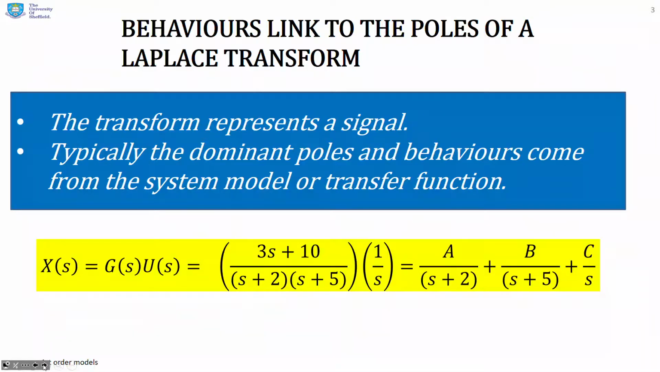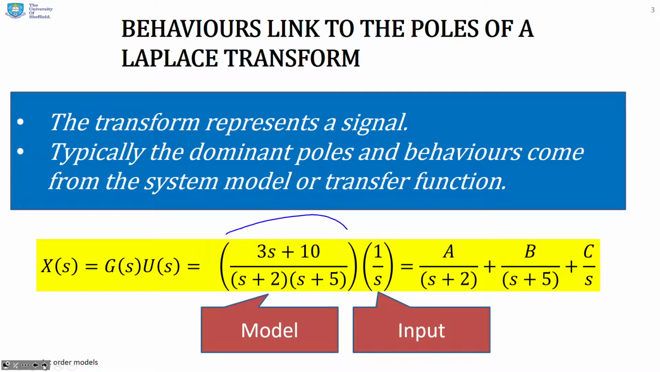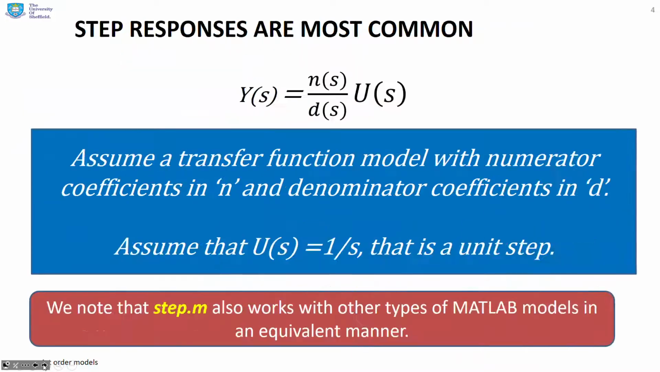Behaviours link to the poles of a Laplace transform. A transform represents a signal, but typically the dominant poles in behaviours come from the system model. So here I've got a model and then an input signal. And the behaviours of the output transform are here. The first two come from the model, and the last one comes from the input signal.